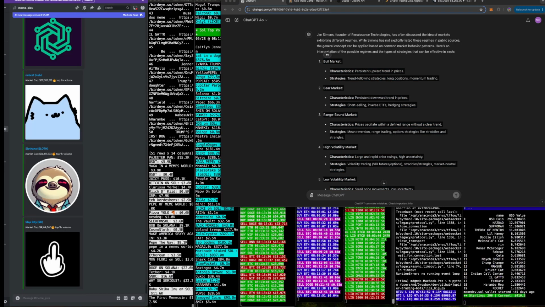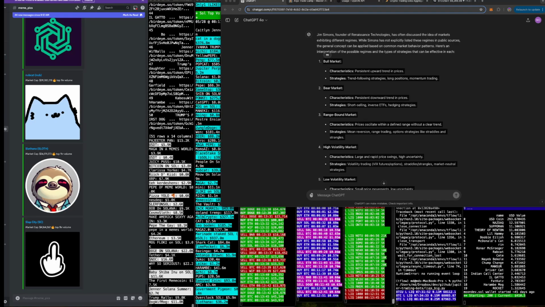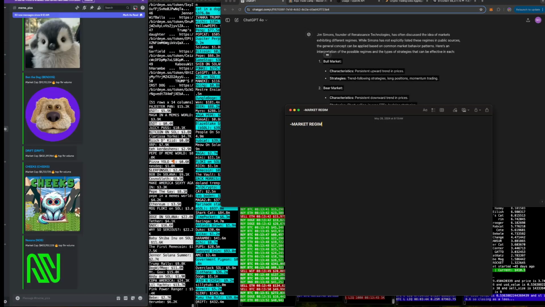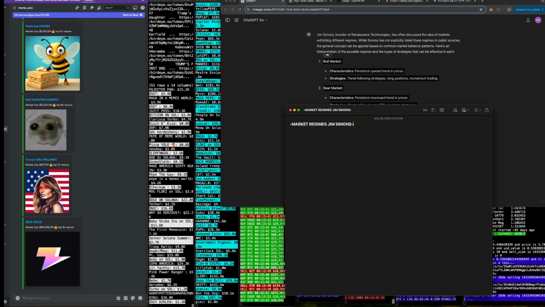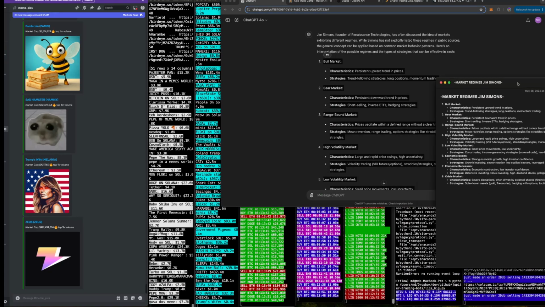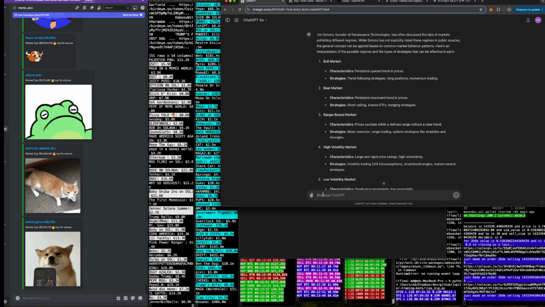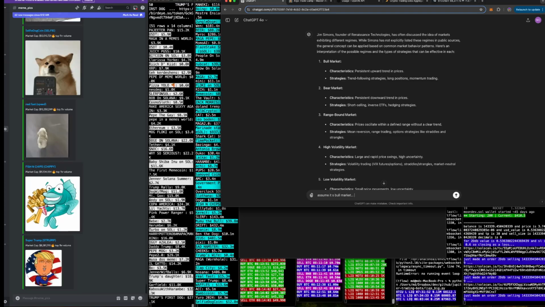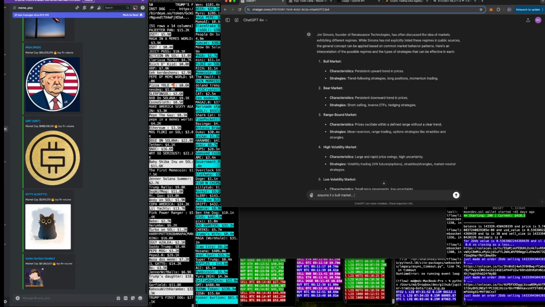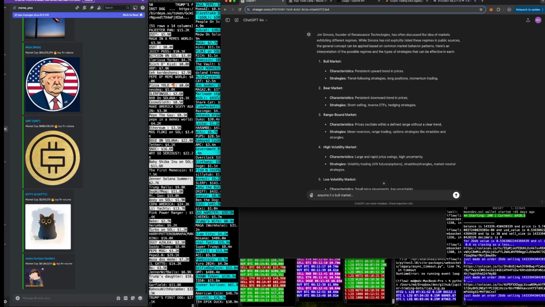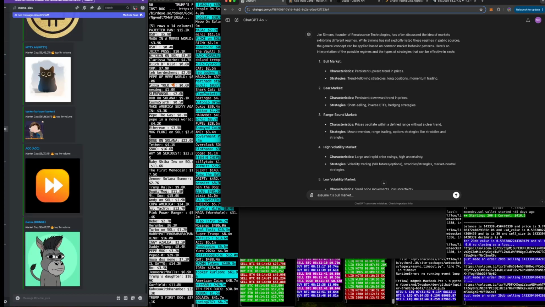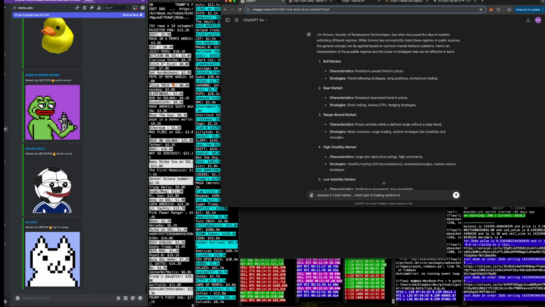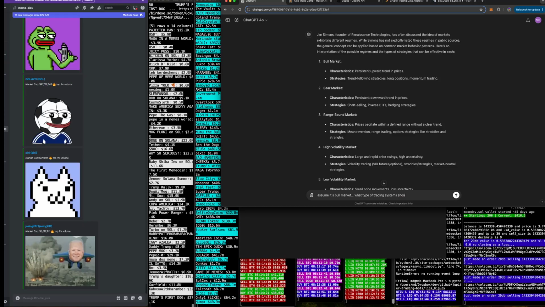I'm going to make a note called market regimes, Jim Simons. Okay, let's paste it in there. These are the market regimes that we're working with. We're going to go ahead and start. Let's say, assume it's a bull market. I don't predict the markets. I just build algos for them. So I'm not saying this is a bull market. I'm just here existing. Assume it's a bull market. What type of trading systems should we build?